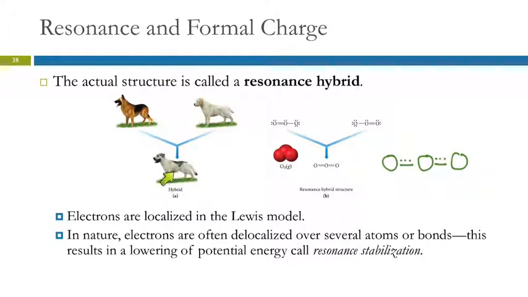This puppy looks the same all the time. It doesn't sometimes look like a German Shepherd and other times look like a golden retriever, right? It looks like a combination of the 2 parents. And that's what this resonance hybrid is. It's a combination. We represent it in Lewis theory by drawing the two different possibilities, but we recognize that it's actually a combination.